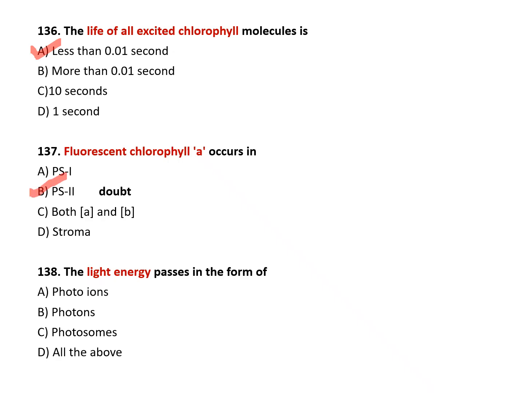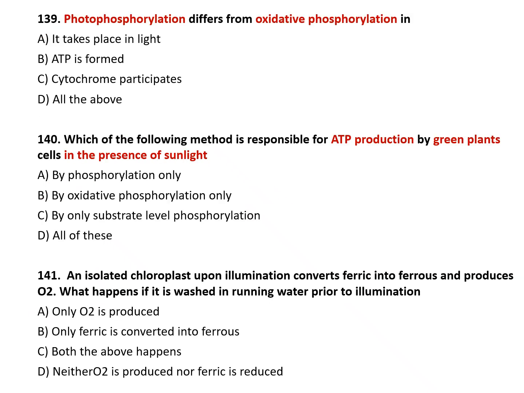The next question, number 138. The light energy passes in the form of option A, photon; option B, photons; option C, photogens; option D, all of the above. The correct answer is option B, photons. The next question, number 139. Photophosphorylation differs from oxidative phosphorylation in option A, it takes place in light; option B, ATP is formed; option C, cytochrome participates; option D, all of the above. The correct answer is option A, it takes place in light.